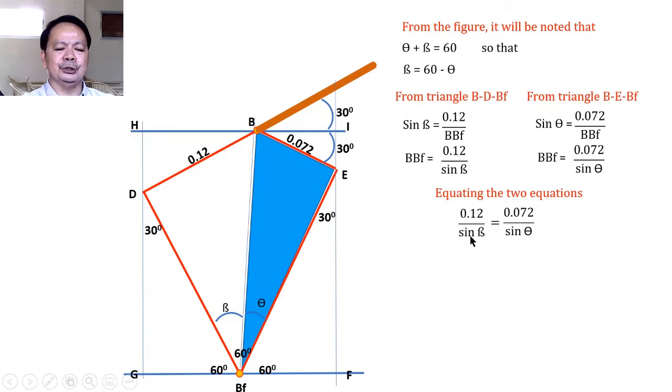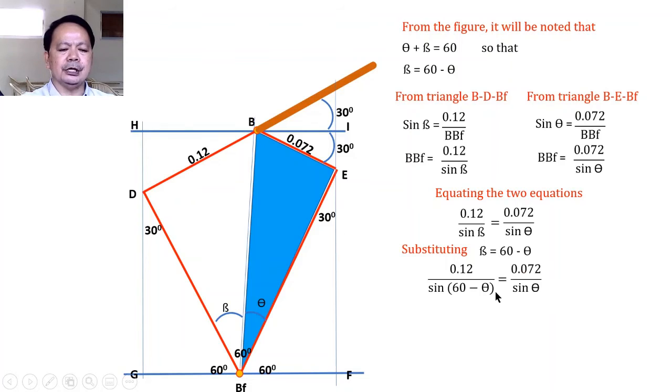So if we will be substituting it here, therefore our equation will be 0.12 is to sine of 60 minus theta shall be equal to 0.72 k over sine of theta. So, with this equation alone, if you have a highly technical calculator, you can already solve it. You can already solve for the angle theta.